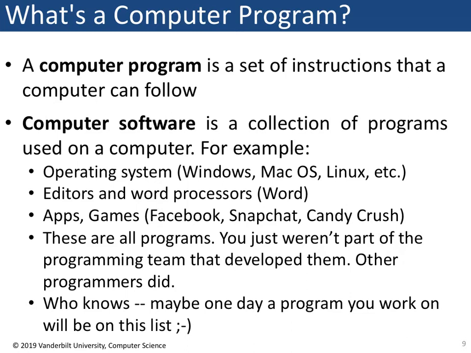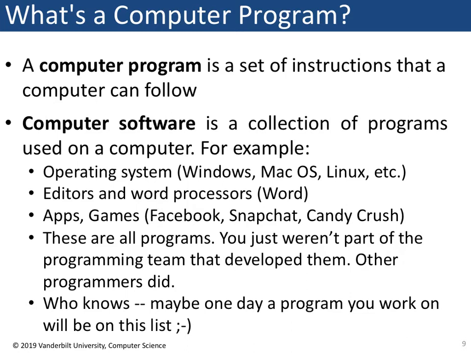It could be that the set of instructions causes the computer to continue to process for infinite time. So in which case, it would break one of our requirements. So computer programs are related to algorithms, but different. So a computer program is a set of instructions that a computer can follow. Software is a collection of programs.